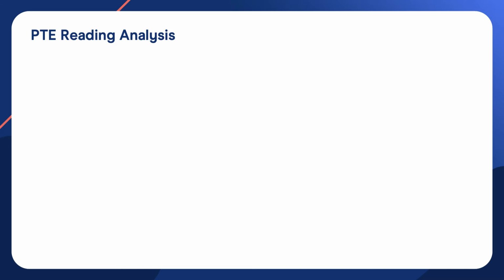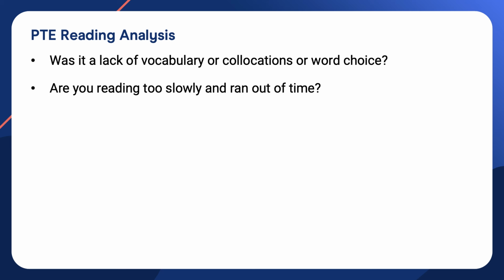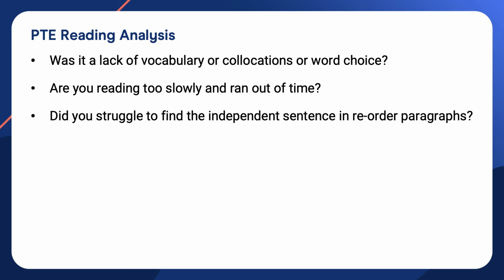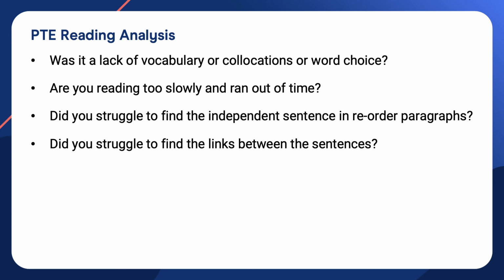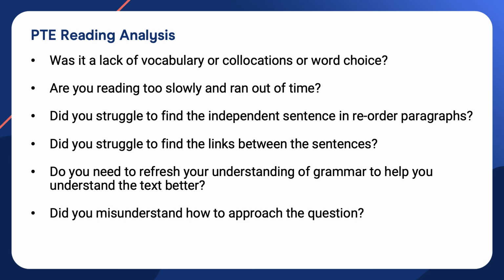So, how did you go with that one? Did you get it right? And how did you go with the whole reading test? If you didn't get a top score, why not? Was it a lack of vocabulary or collocations or word choice? Are you reading too slowly and you ran out of time? Did you struggle to find the independent sentence in reorder paragraphs? Did you struggle to find the links between the sentences? Do you need to refresh your understanding of grammar to help you understand the text better? Did you misunderstand how to approach the question? Or did you just panic? Keep practicing and build your confidence and skills before test day.